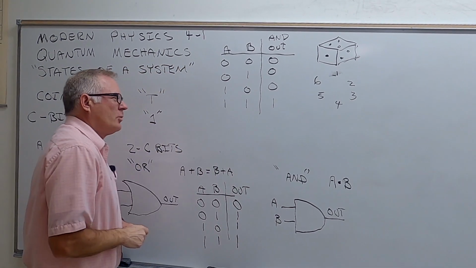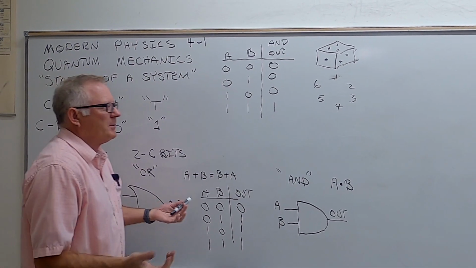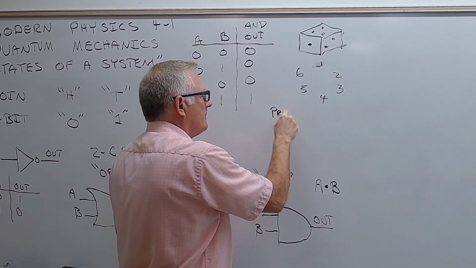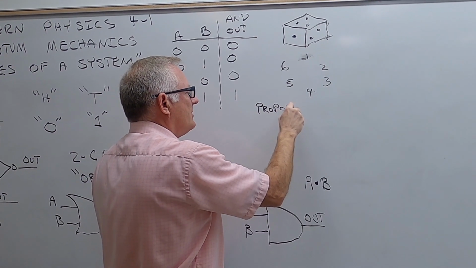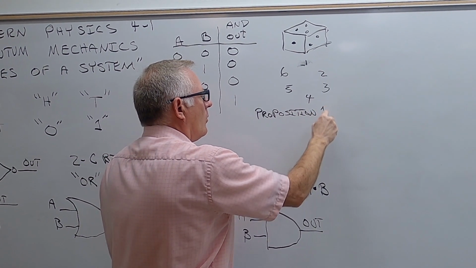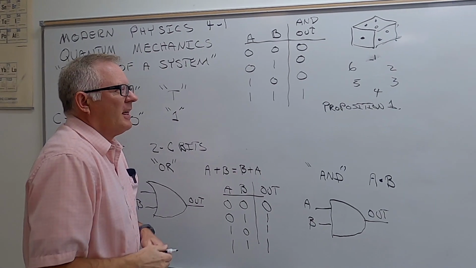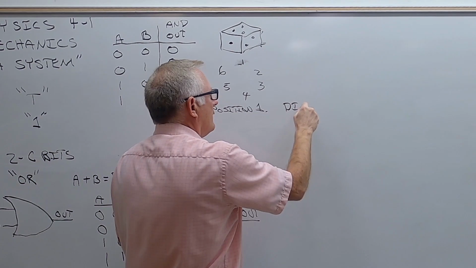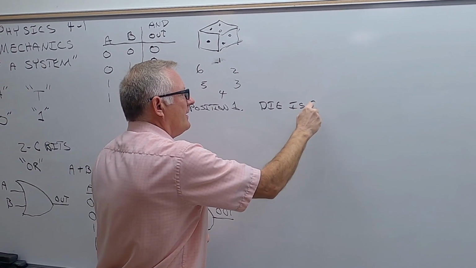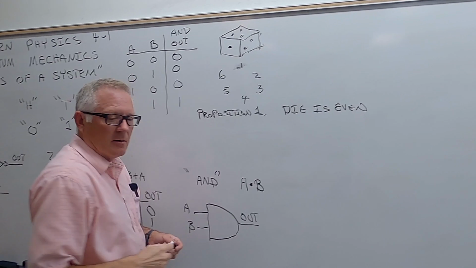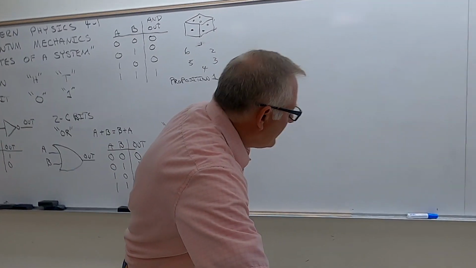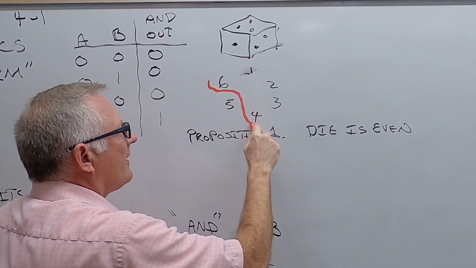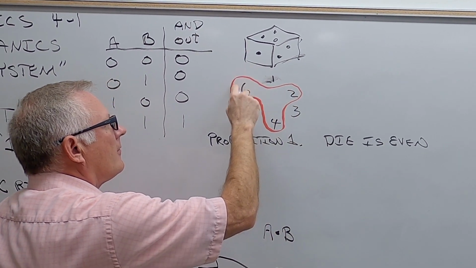And in that case, we could make up a proposition for this die. We could say proposition 1 is, say, the die is even. Well, if we want to say it's even, then that corresponds to just all the even numbers. So that would be just those right there.